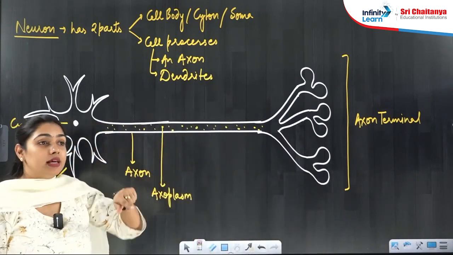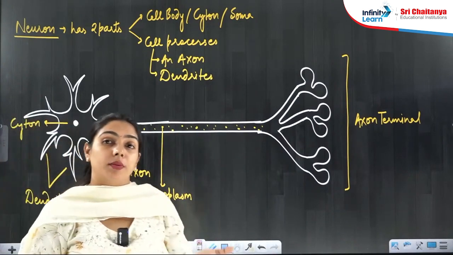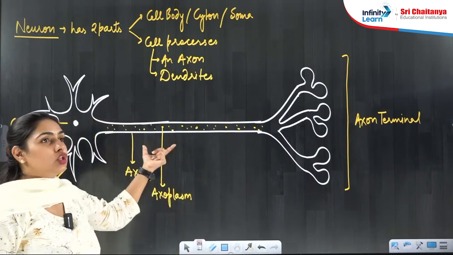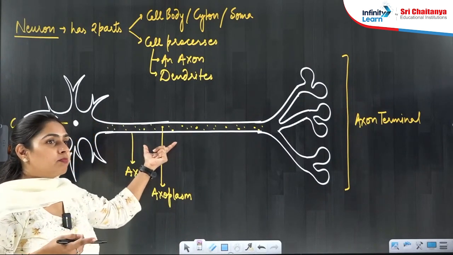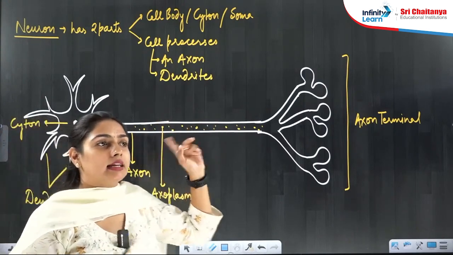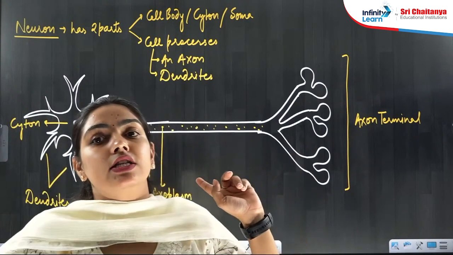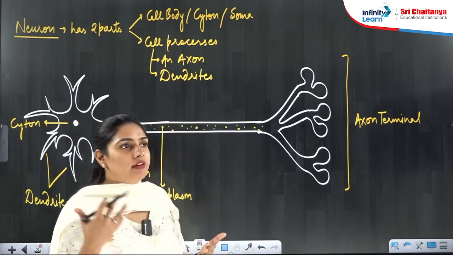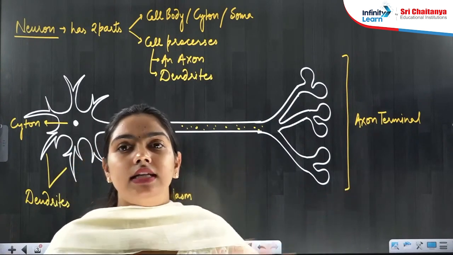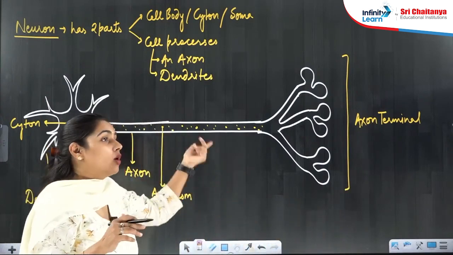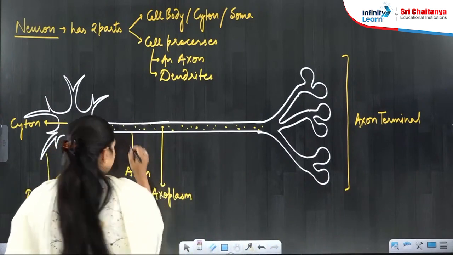Myelin sheath can be there, or it cannot be there. If the myelin sheath is there, then this neuron will be myelinated. But now I have not made the myelin sheath. So, can we tell that this neuron is unmyelinated? Yes, this is an unmyelinated neuron.